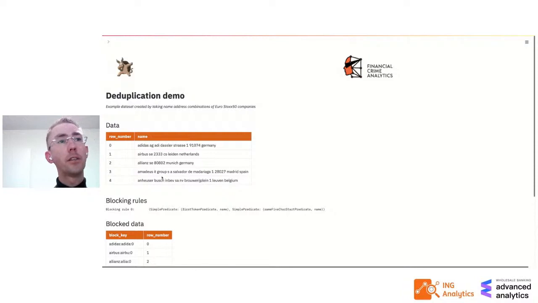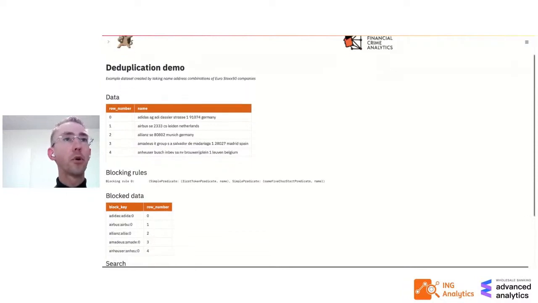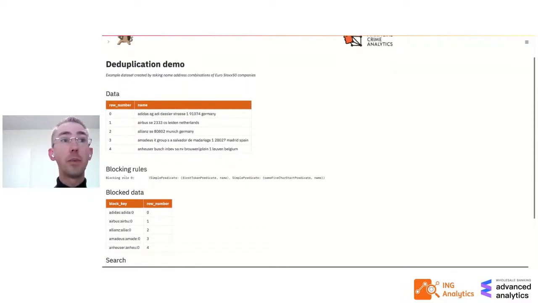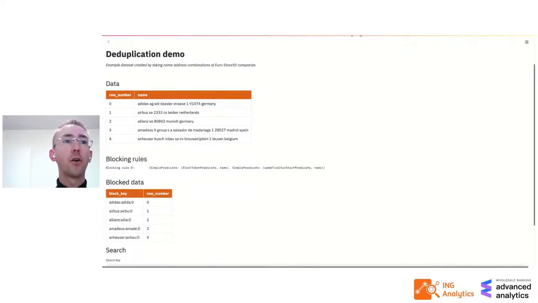The first thing is that Dedupe applies blocking rules, and the blocking rule that it found is basically one rule that combines two, they call them predicates. The first one is the first token, so that's basically the first word of the string, and the second one is the first 5 characters of the string. And those blocking rules are applied to all the names and addresses. Then the combinations that end up in the same blocks are compared.